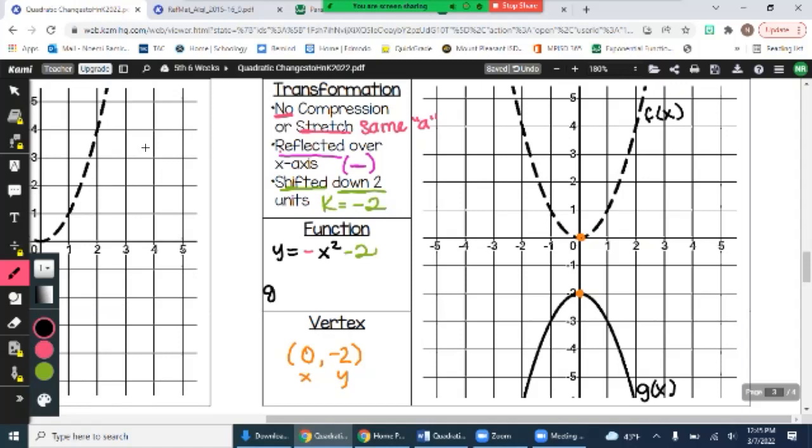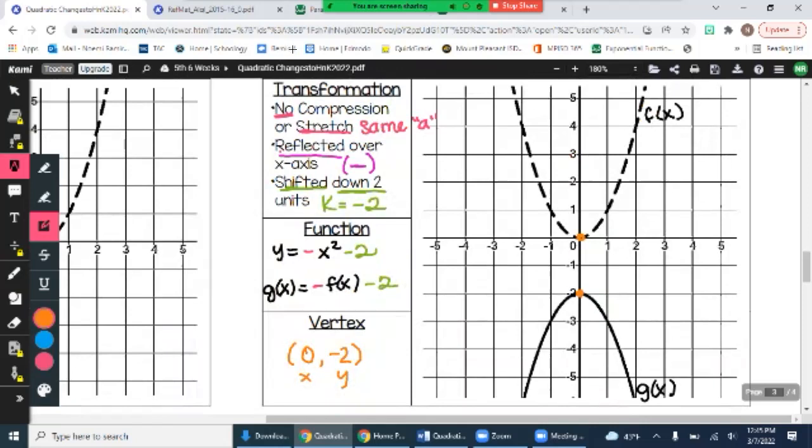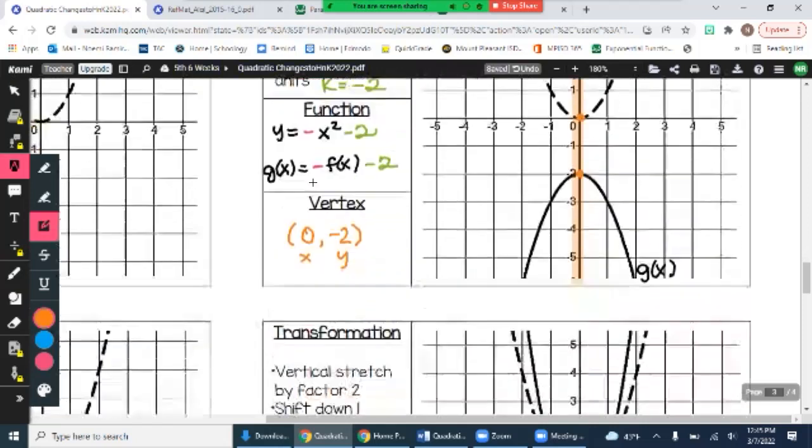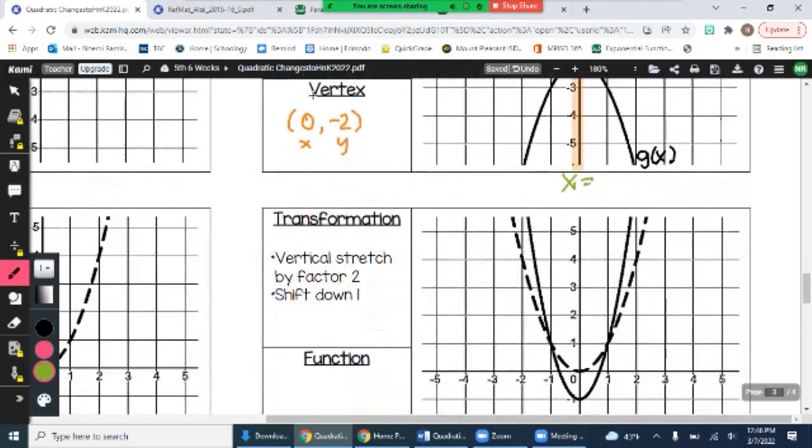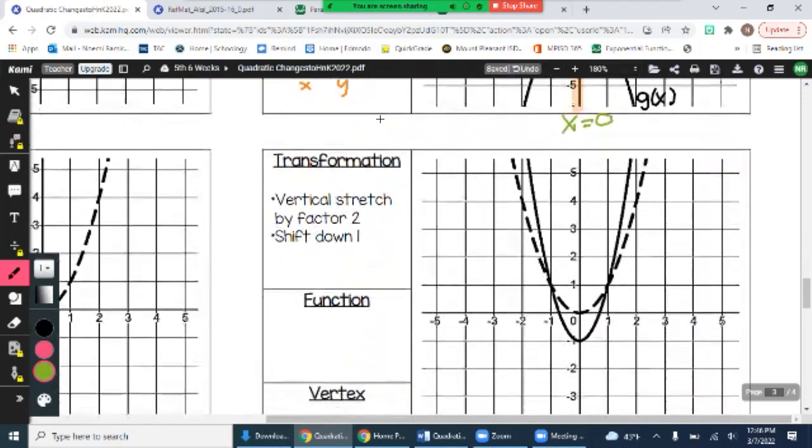Let's write the new equation, g of x. Instead of x squared, we use f of x. What do we put in front of f of x? And behind? -2. If it's at the very end, it moves it up and down. In the front, it reflects or it makes it skinnier or fatter. Ready? And the line that splits it down the middle is what? And what is the equation for that one? For this example? X equals 0 because it's still in the middle. Still x equals 0. I'm just going to write it down here. X equals 0. All right, next one.